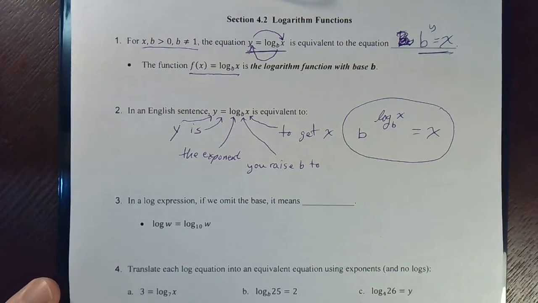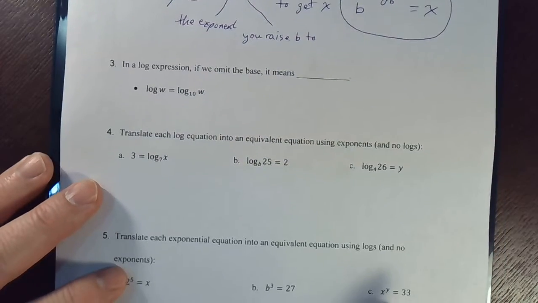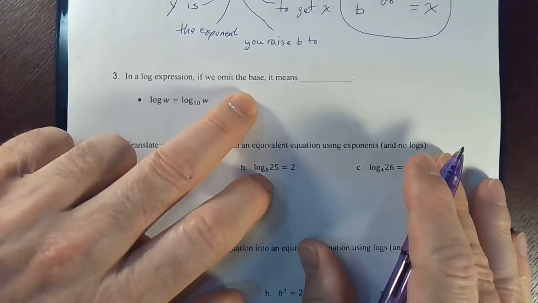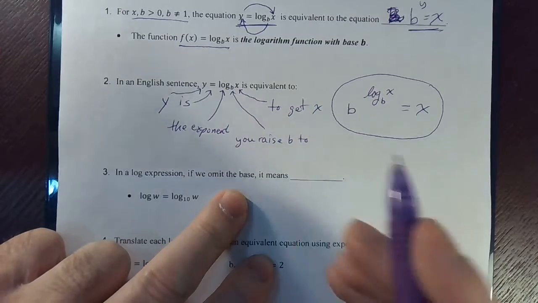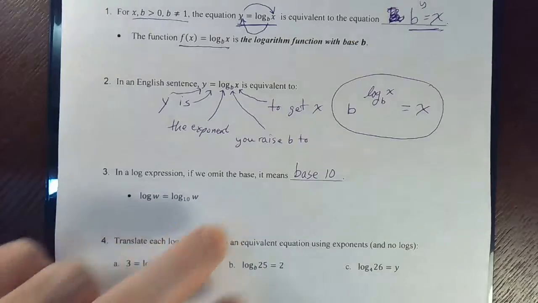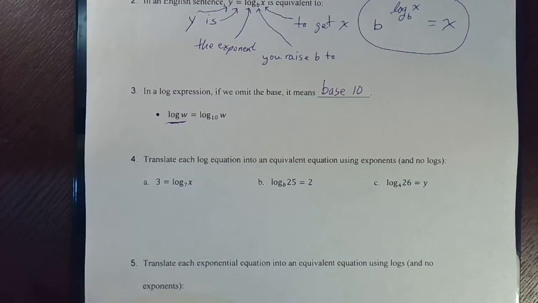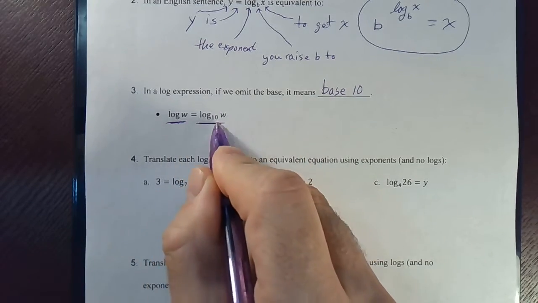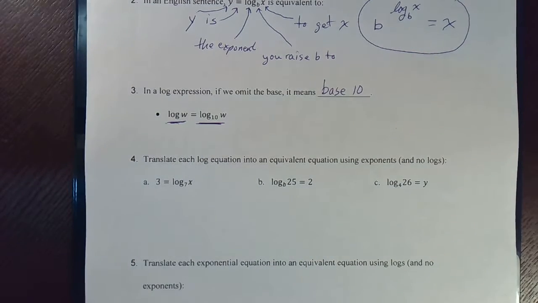All right, let's start at the very beginning. In a log expression, if we omit the base, remember we said base b here? If that's left blank, it means base 10. So all that means is that if you ever see something that says log of w, the base of that is log base 10. It's kind of implied if you leave it out.